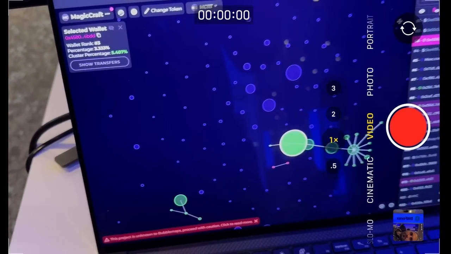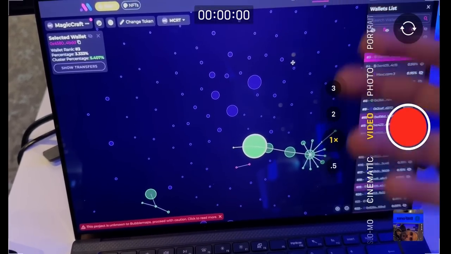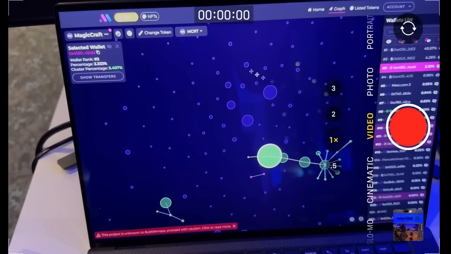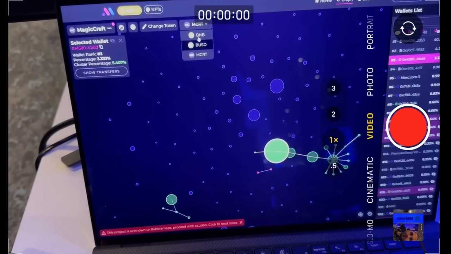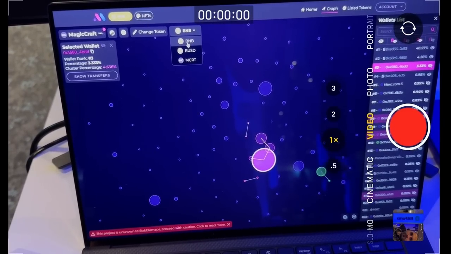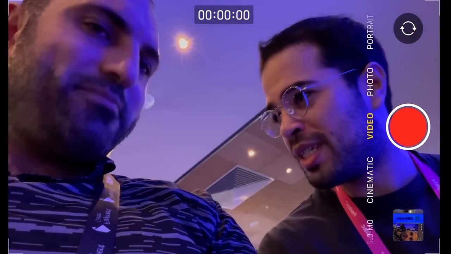So let me give you some basic rules. Every bubble on the screen is a wallet address holding Magic Craft. The bigger the bubble, the more it owns. But the best part is, if there's been any BNB transfers between these wallets, the bubble connects on the map. So you can see who knows who, you can see the relationship between the holders, and you can have an idea of how truly distributed your supply is.